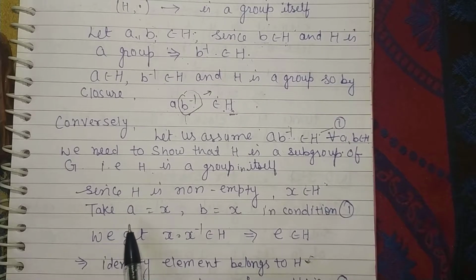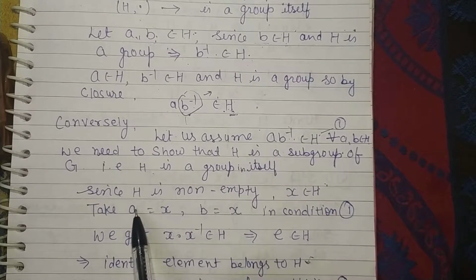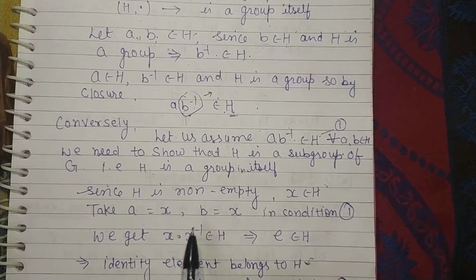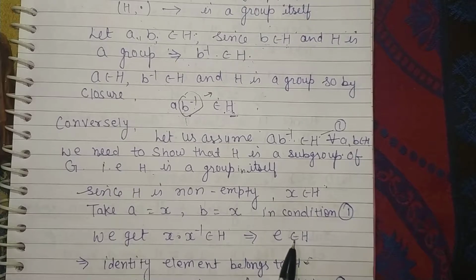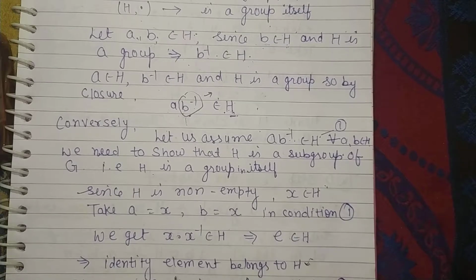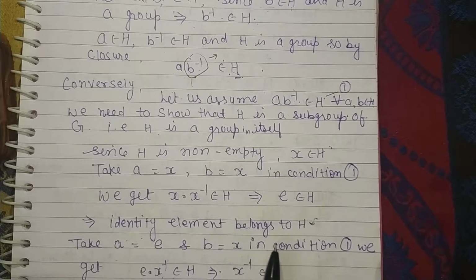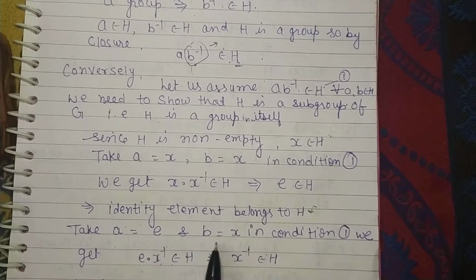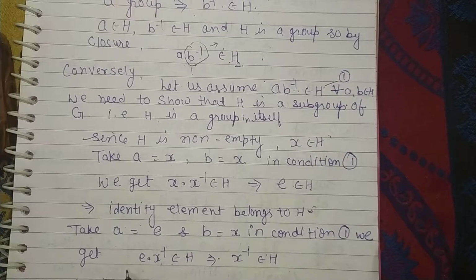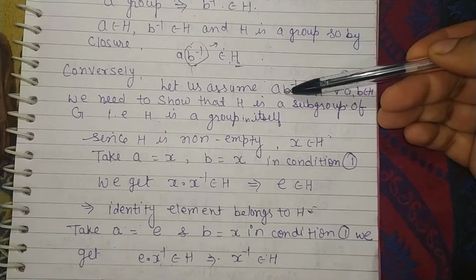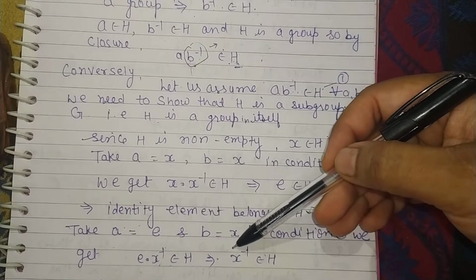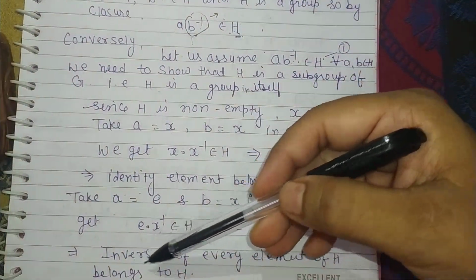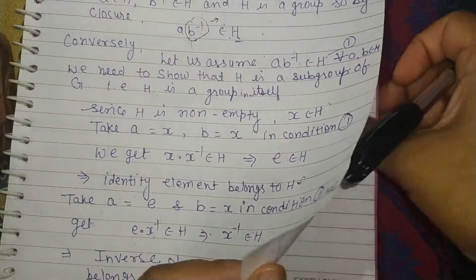So take A equal to X, B equal to X in this condition. What do we get? We get X times X inverse. It means the identity element belongs to H. So this implies the identity element is in H. Now again we take A equal to E and B equal to X in condition 1. This implies X inverse belongs to H, or we can write it as the inverse of every element belongs to H.